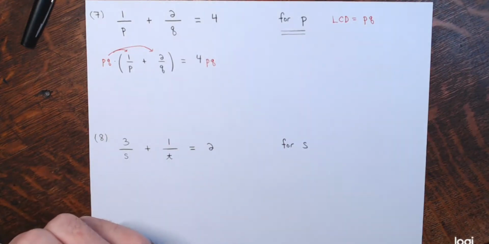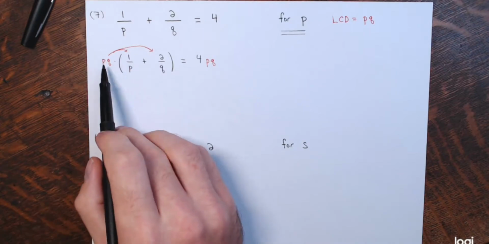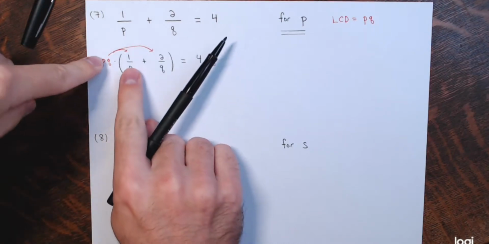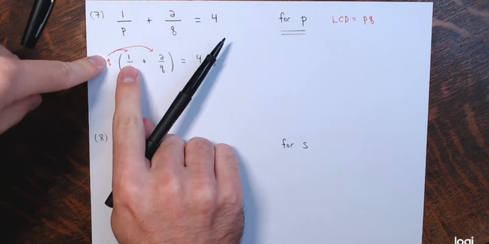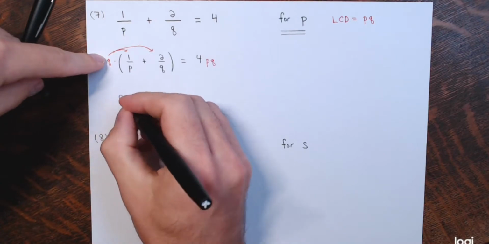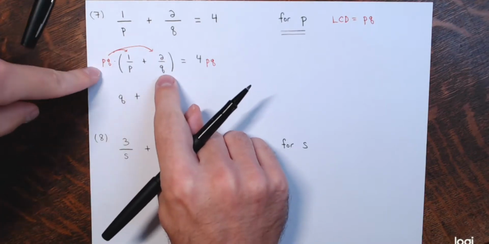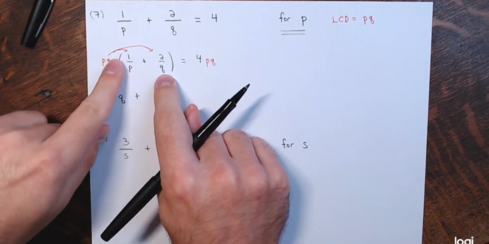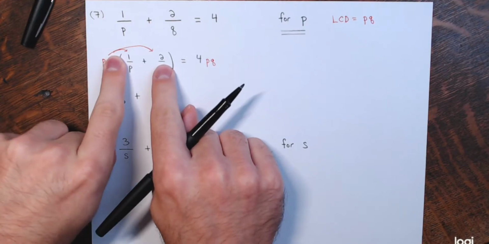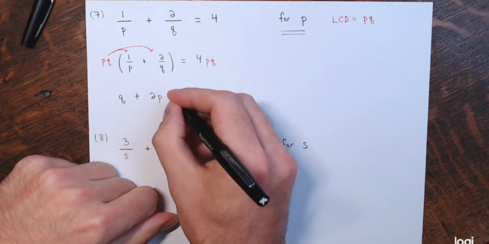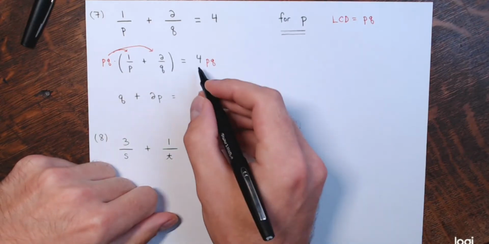Now, once again, the whole reason we're multiplying by the LCD is so all the denominators cancel. When you multiply pq times 1 over p, the p's cancel, and I'm left with q times 1, which is just q. Plus, and then 2 over q times the LCD, the q's cancel, and I'm left with p times 2, so 2p. And then on the other side, 4pq.